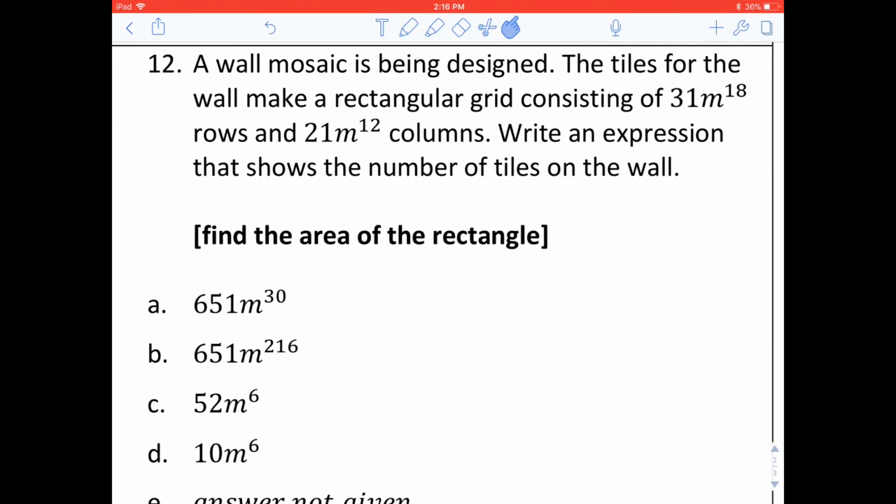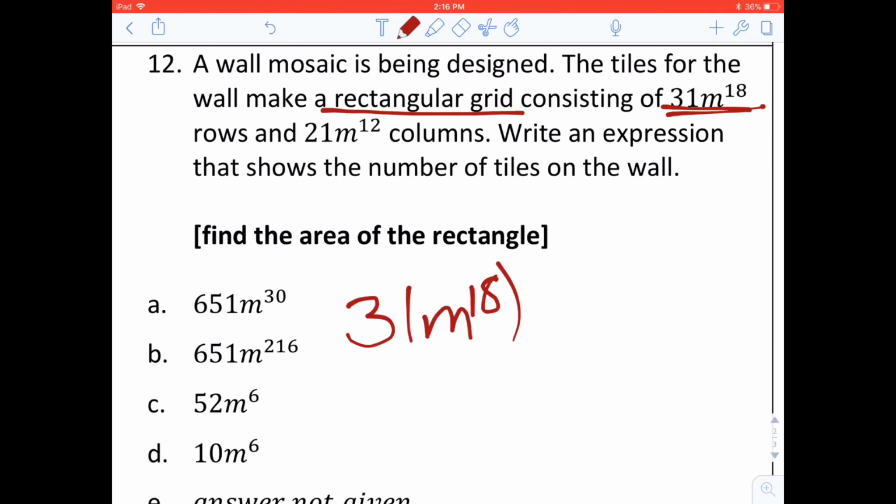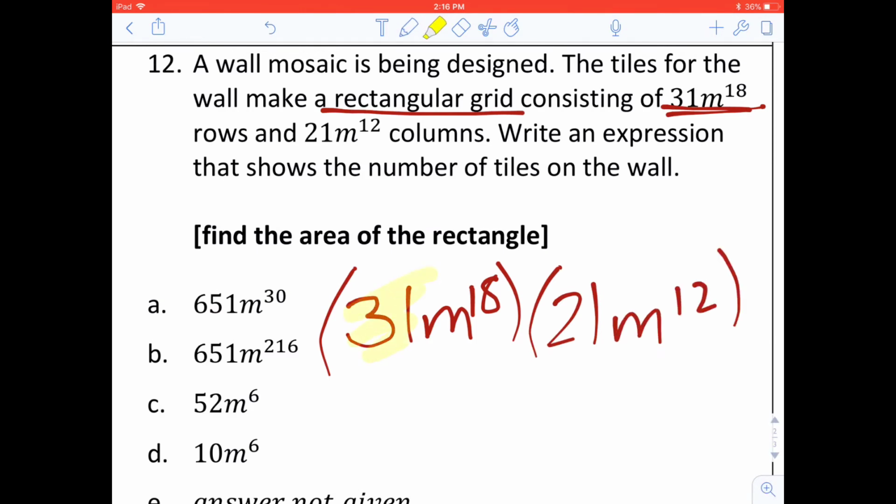12, if we are talking about columns and rows of a rectangular grid here, and they want to know how many tiles that particular rectangular grid makes, we're just going to do length times width. So we'll take our first term, multiply it times our second term, and our rule, multiply big numbers first. When you do that, you'll get 651.